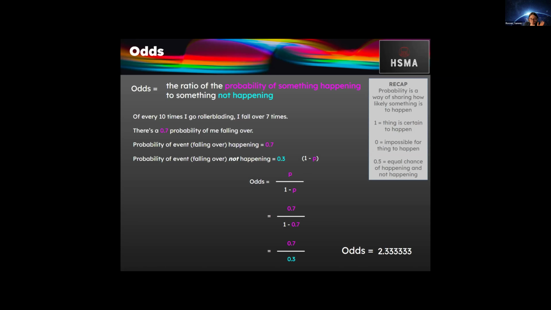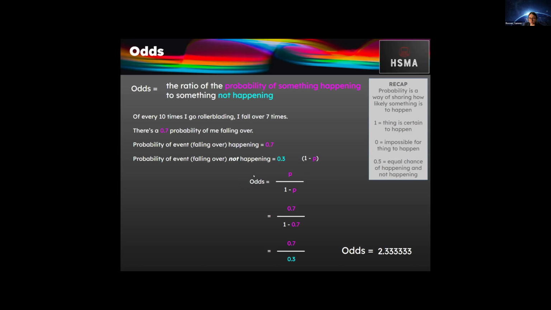So odds, as I say, are the ratio of the probability of something happening to the probability of something not happening. So I've picked up rollerblading again recently. Terrible idea. Great fun, but, you know, wouldn't recommend. Of every 10 times I go rollerblading at the moment, I fall over 7 times. That means there's a 0.7 probability of me falling over. So probability of event falling over is 0.7. The probability of not falling over is 0.3.